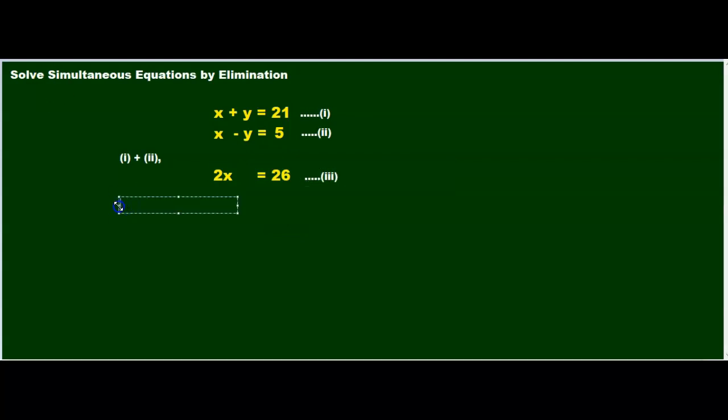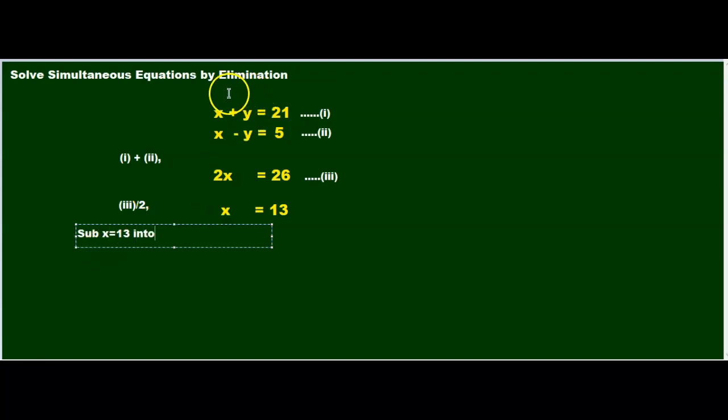To solve for x, we're going to take equation 3 and divide by 2. So 2x divided by 2 gives me x, and 26 divided by 2 gives me 13. Next, I'm going to substitute x equals 13 into one of my equations, either equation 1 or equation 2. I'm going to use equation 2 because the numbers are smaller, but it's not going to make any difference which one you use. So substitute x equals 13 into equation 2.